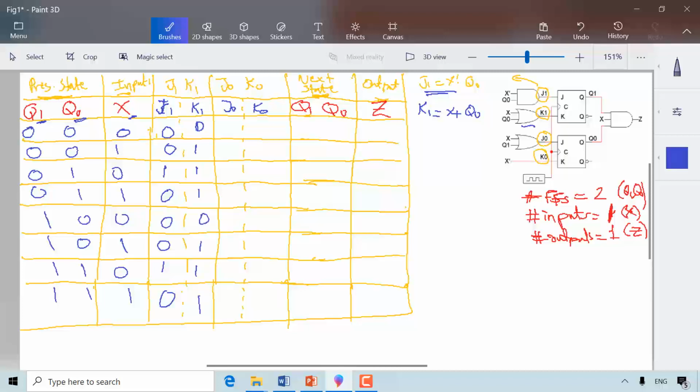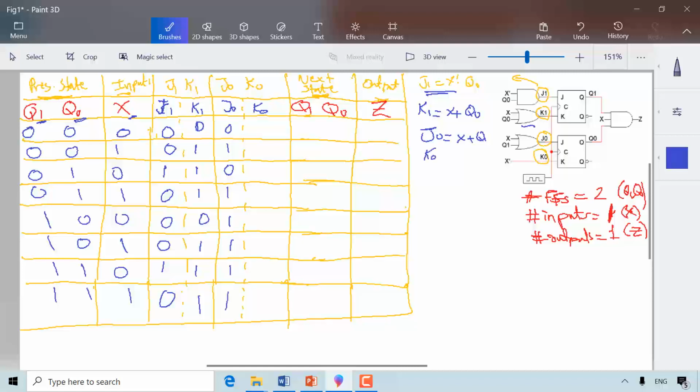Okay, now how about the value of J0? Well, the value of J0 equals what? Well, the value of J0 is X or Q1. So now this is 0, 1, 0, 1, okay? And 1, 1, 1, 1.